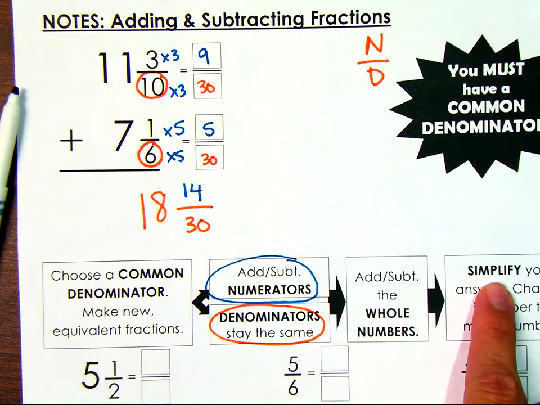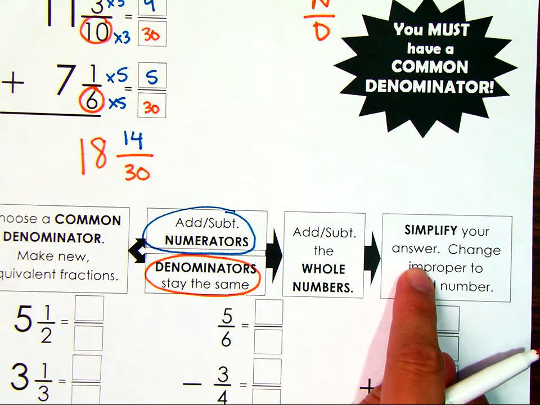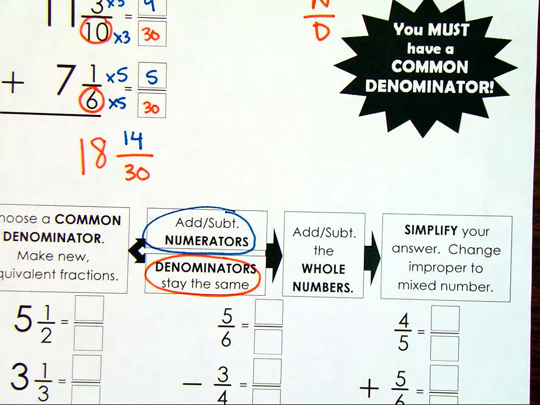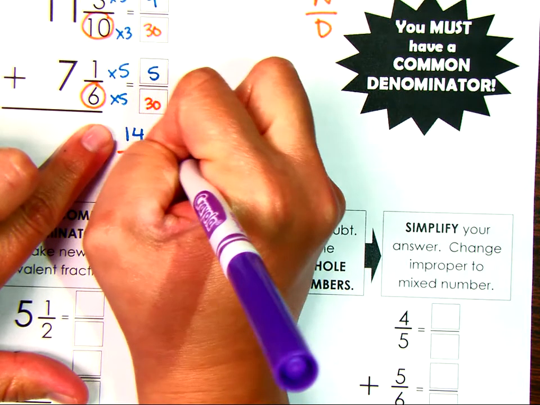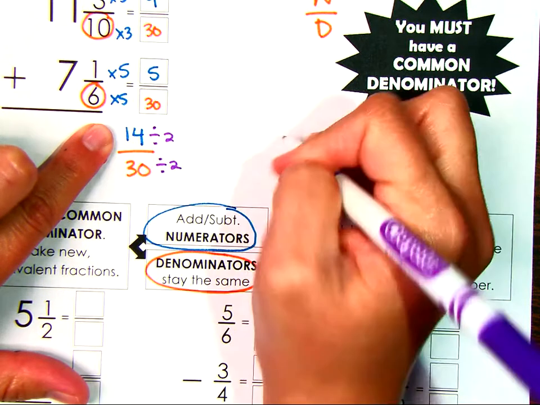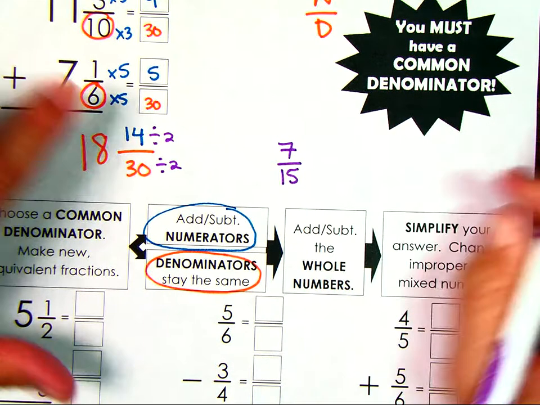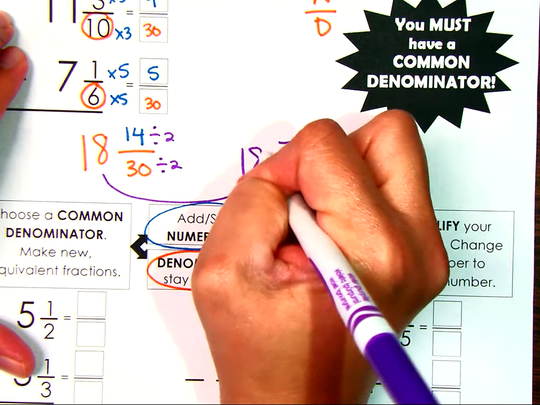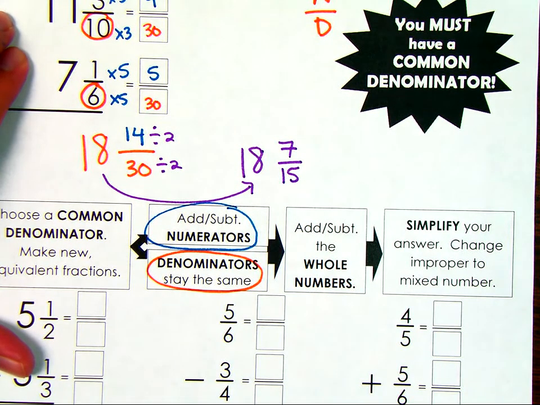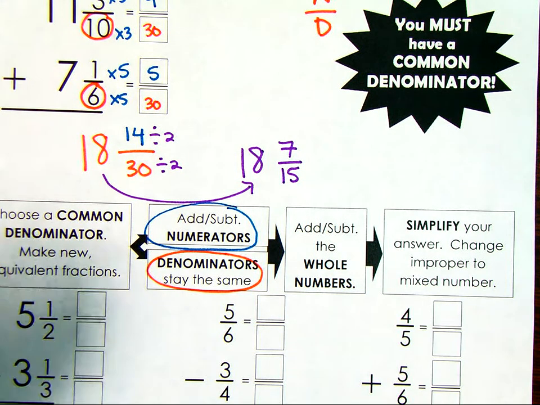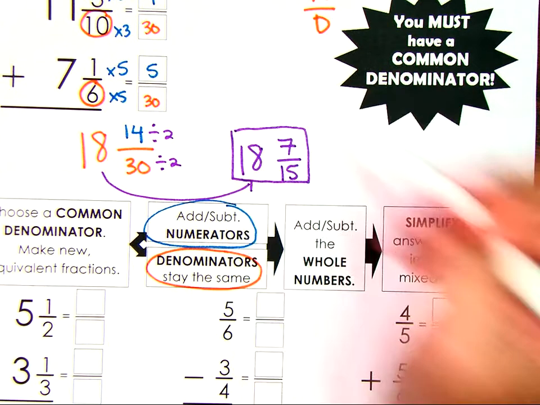But lastly, we're going to simplify your answer. Okay? So we have to think about what that means. Simplify means reduce. So 14 and 30 can both be divided by 2. So 14 divided by 2 is 7. 30 divided by 2 is going to be 15. And then you're just going to bring your whole number over. It stays the same. So 18 and 7/15. Ask yourself, can I reduce once more? Well, 7 and 15 don't have anything in common other than 1. So you know that you're reduced all the way. So your final answer is 18 and 7/15.